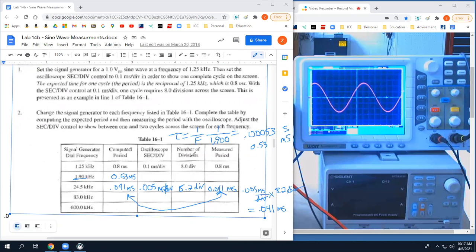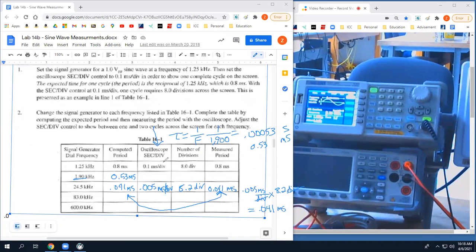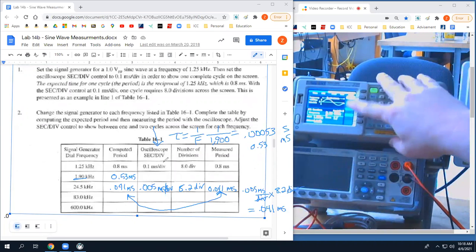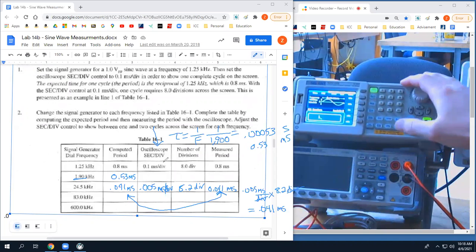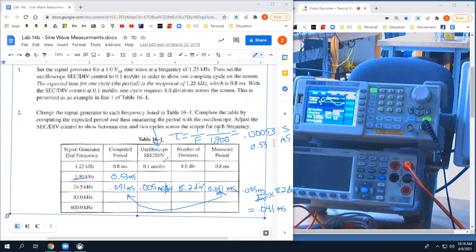Right? Then what? This just happens to be what we're using on the scope, okay? So for this example, we need to set our function generator at 1.9 kilohertz, right? So frequency, and I'll change this to 1.9 kilohertz. Okay, so now we're outputting a frequency of 1.9 kilohertz at 1 volt peak to peak.